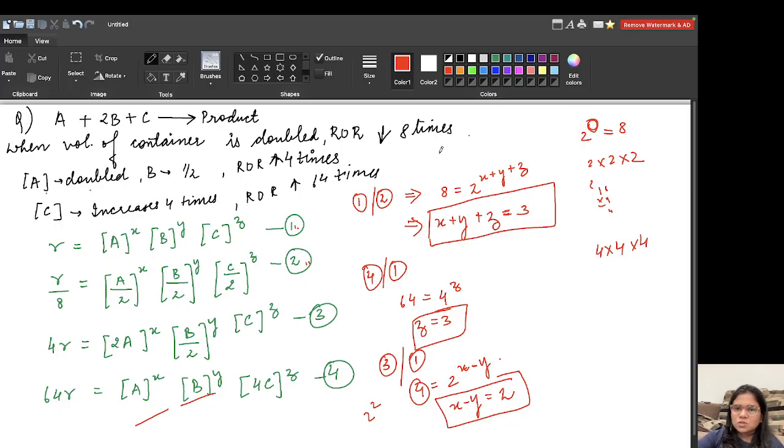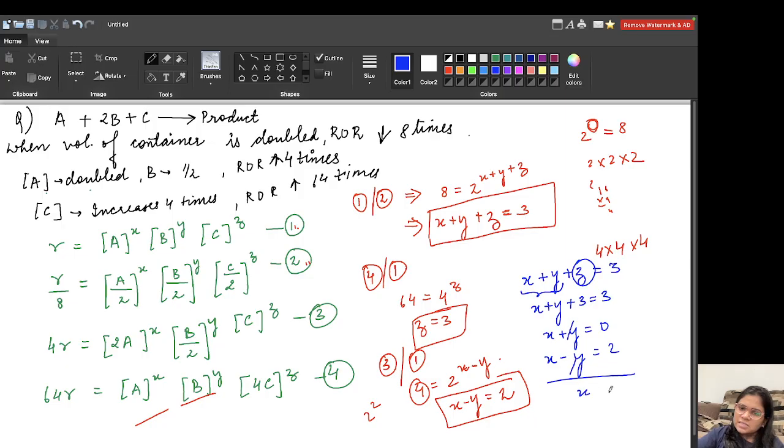Yeah, so now I think we can find it out. What all equations do we have? X plus Y plus Z is equal to 3. So that will mean X plus Y equals to 0, right? Because Z is 3. So if I substitute X plus Y plus 3 equals to 3, so X plus Y equals to 0. And I know X minus Y equals to 2.